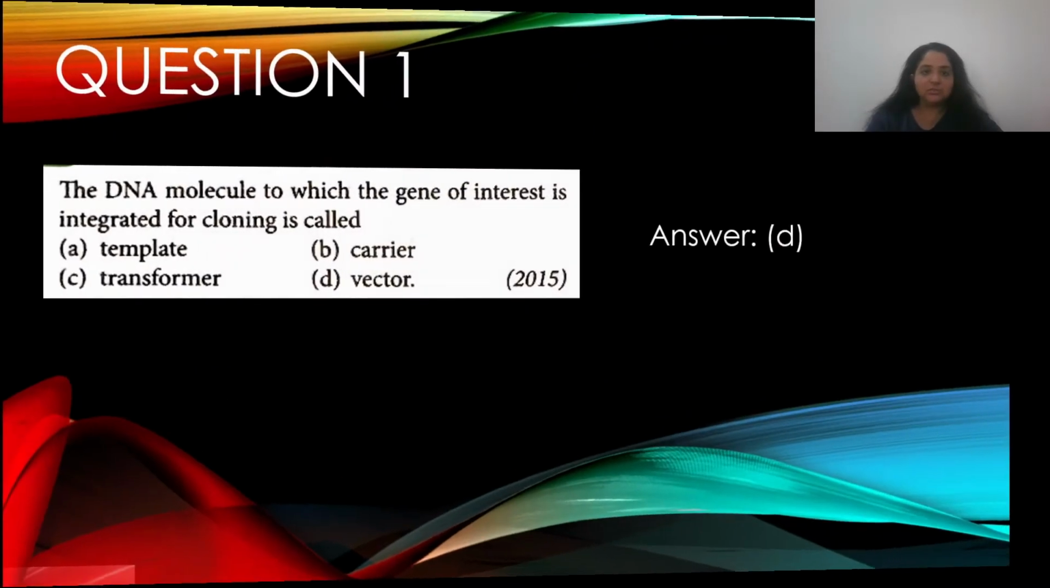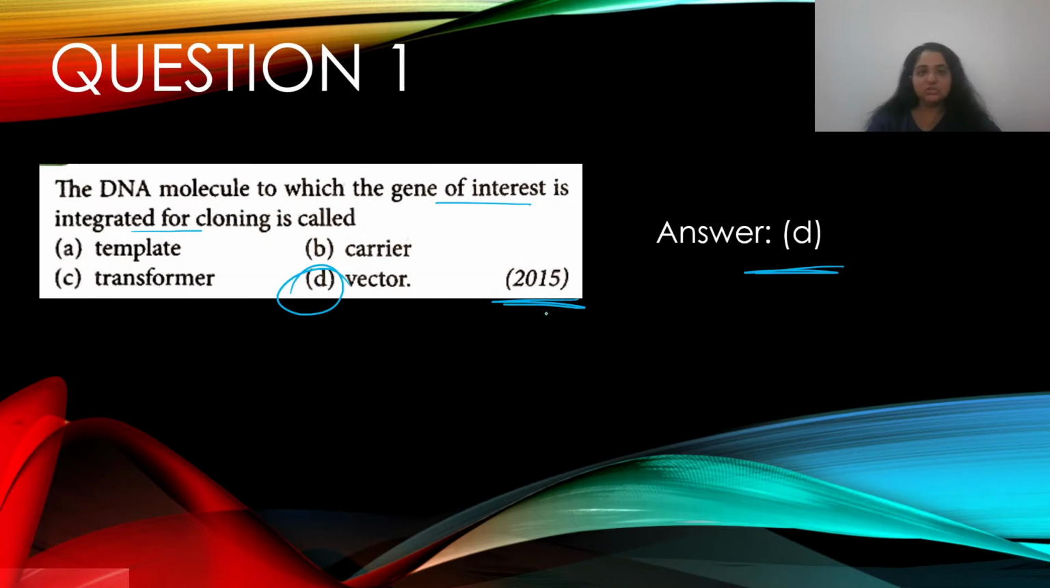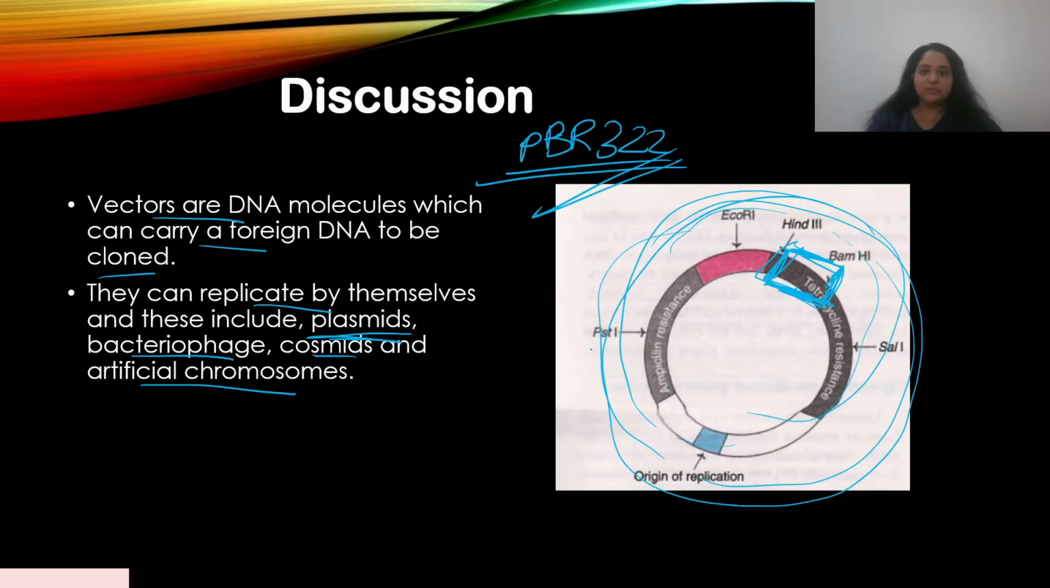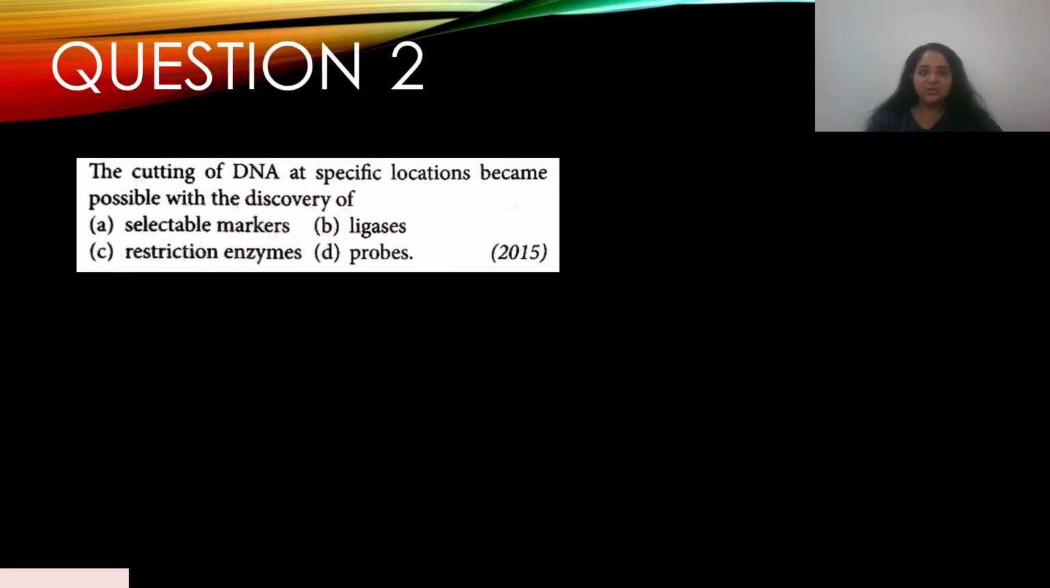If you go back to the question, the DNA molecule to which the gene of interest is integrated for cloning is called vector. Let's move on then. This was pretty simple.